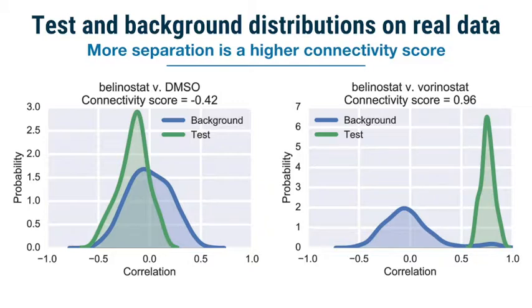Why is it a negative connectivity here? So the test distribution is the correlations between belinostat and DMSO. There are all these values, right? But typically the correlations to DMSO are the blue values. Since the green plot is to the left of the blue plot, we assign it a negative connectivity score. These particular correlations are lower than the typical correlation to DMSO.